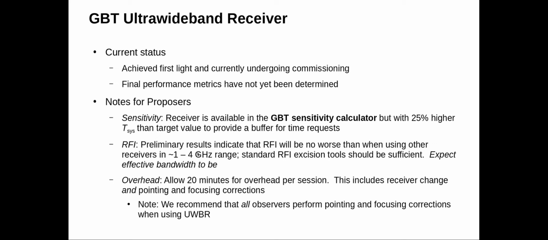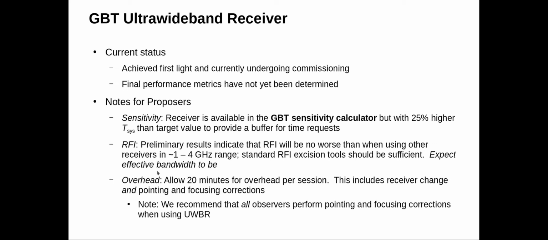Standard RFI excision tools should be sufficient. I've got to put a number in there, but you can expect the effective bandwidth after eliminating some channels that are contaminated with RFI to probably be about 80% of the quoted bandwidth. One more thing I'll note is that there is a permanently installed notch filter from about 2300 to 2360 megahertz. Our S-band receiver has this as well. This is to take out Sirius XM satellite radio, which is extremely strong.